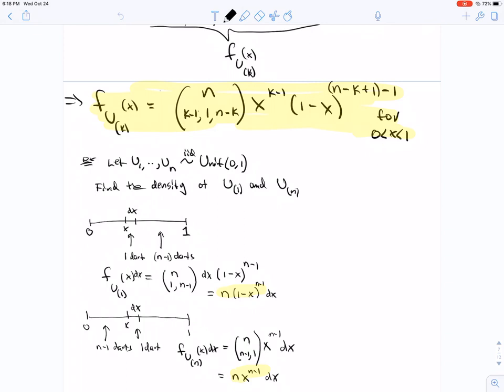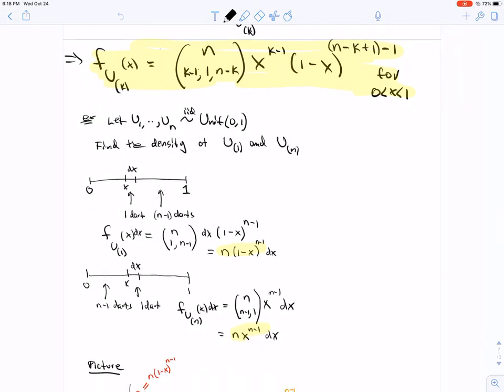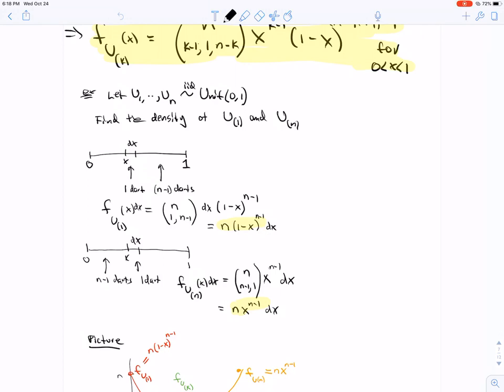So then I asked you guys to write out, not using the formula here, but just from scratch, to figure out what's the density of the min and max. So for the min, that means that the first dart is in dx and n minus 1 darts are between x and 1. And so that density is n choose 1, n minus 1, dx, 1 minus x to the n minus 1. So the density actually is n times 1 minus x to the n minus 1.